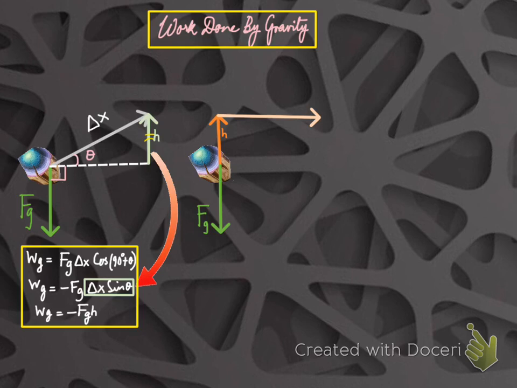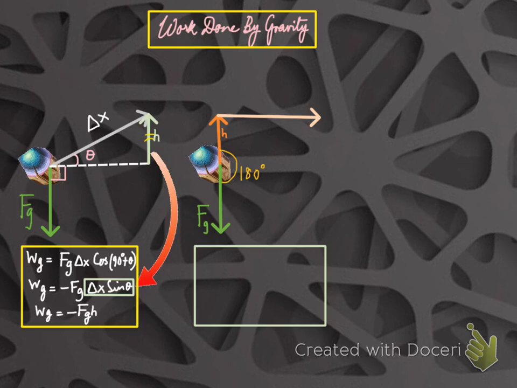And the angle in this case is 180 degrees. For the second displacement, the angle is 90 degrees between the direction of the force of gravity and the direction of the displacement.